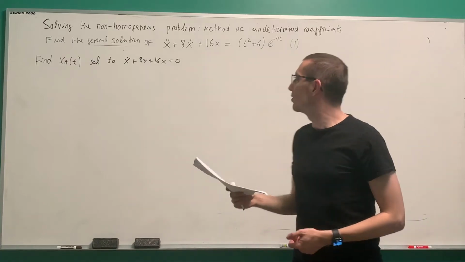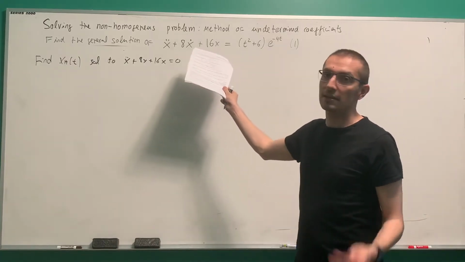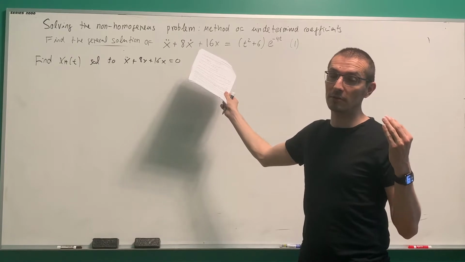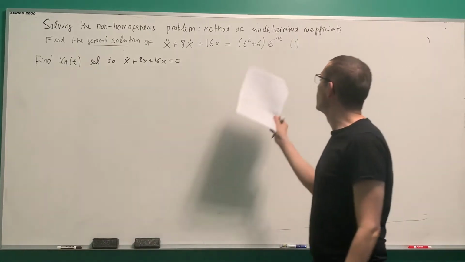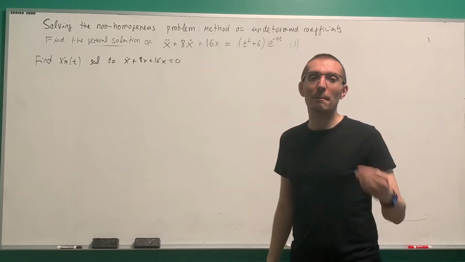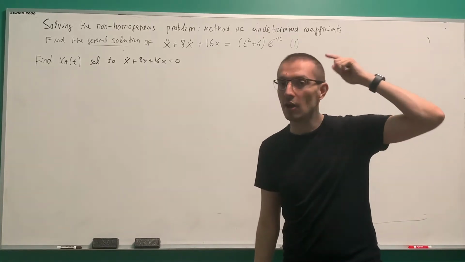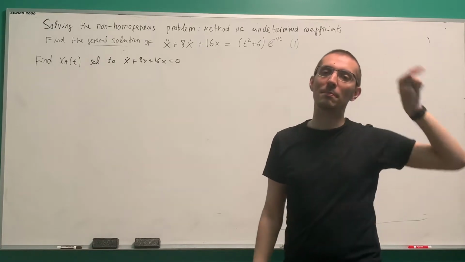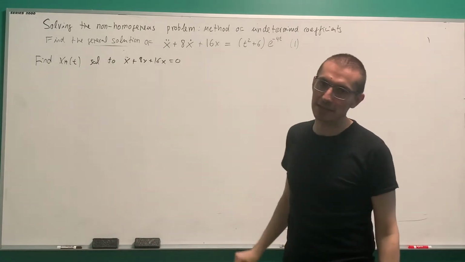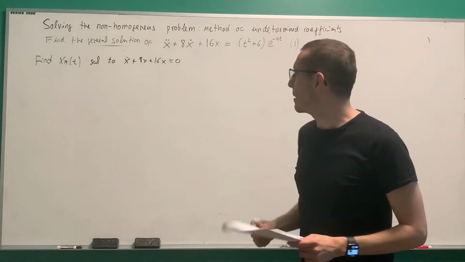Alright, in this video we're going to learn how to solve, again, equations of the same form as we saw in the previous video, but in the case that the initial guesses that we're going to make may overlap with solutions of the homogeneous problem. That refers to step 3 of the algorithm I gave you in the previous videos on how to solve this. And let's illustrate it with an example.